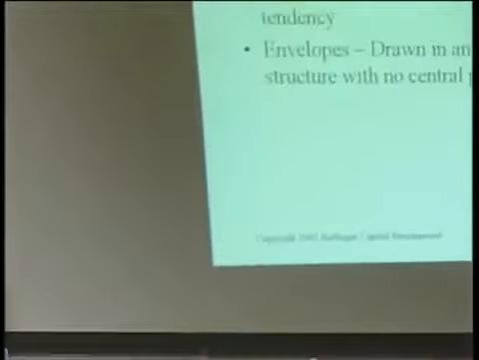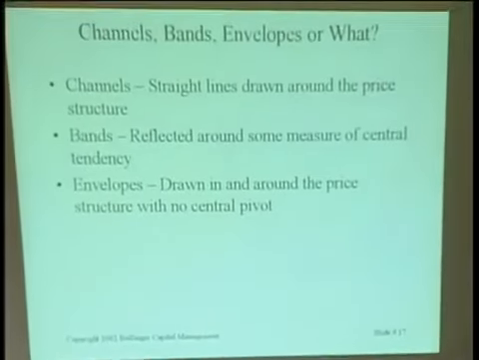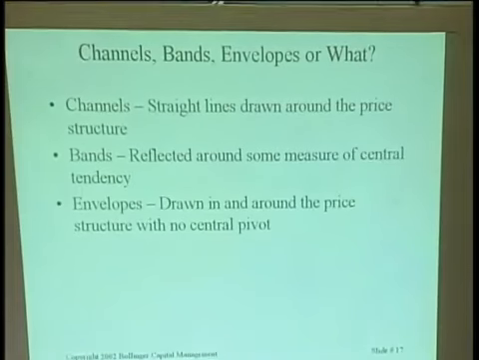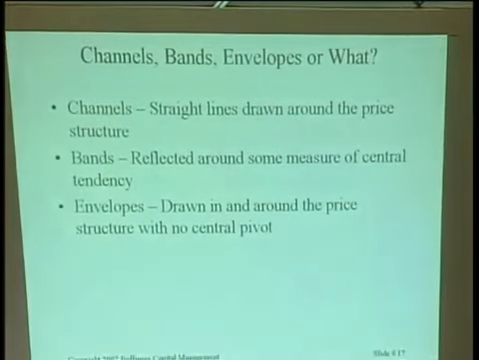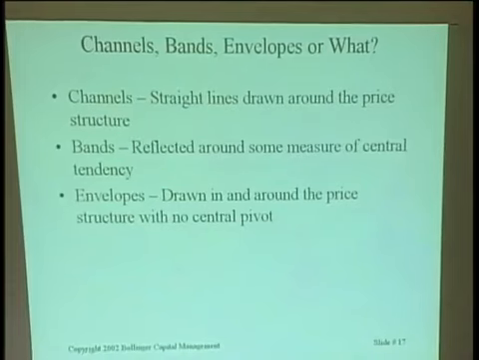So just to recap real quickly: channels are straight lines drawn around the price structure. Bands are intervals drawn around the price structure, but referencing some central measure. In my case, it's going to be a moving average. Then envelopes, again, are lines or curves drawn around the price structure, but with no central reference.